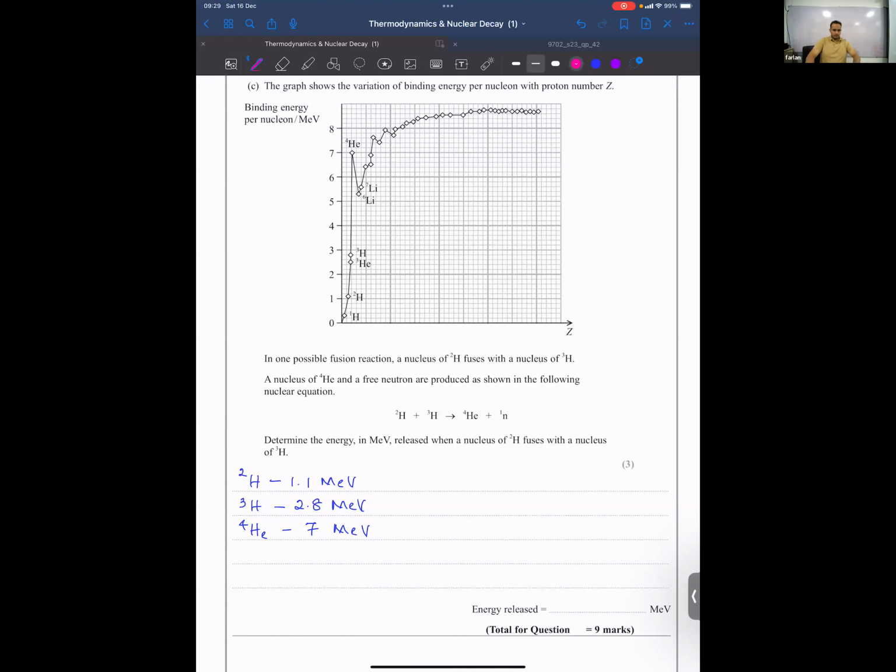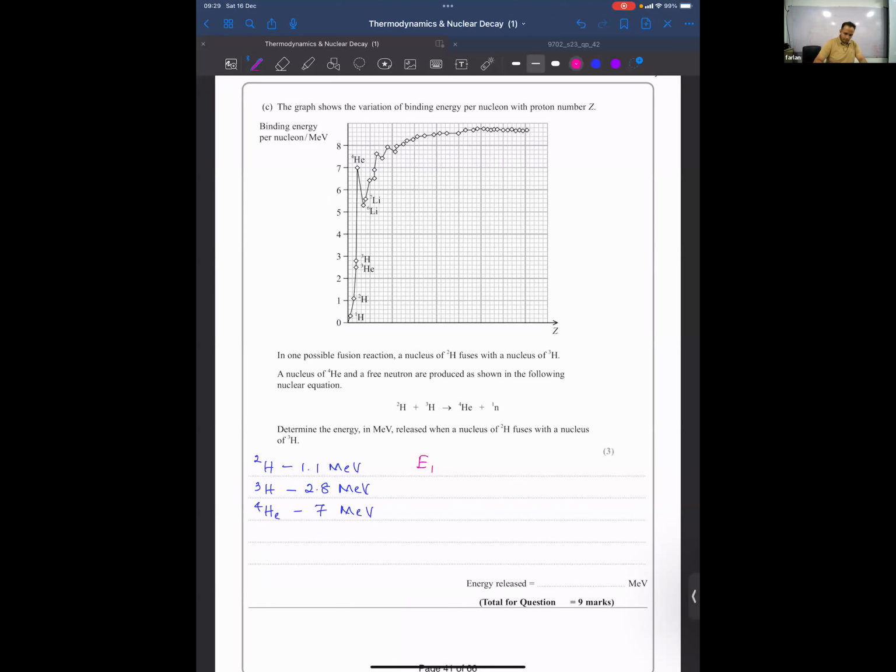Student: I understand, sir, but where does the excess energy that's released after the fusion come from? From the mass deficit.